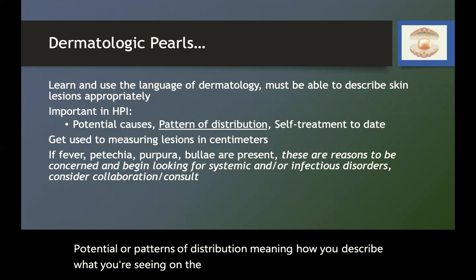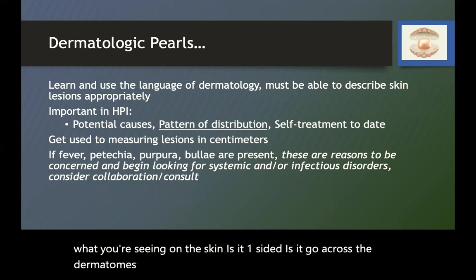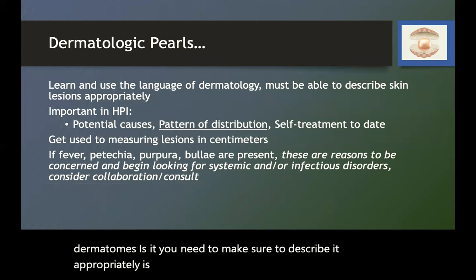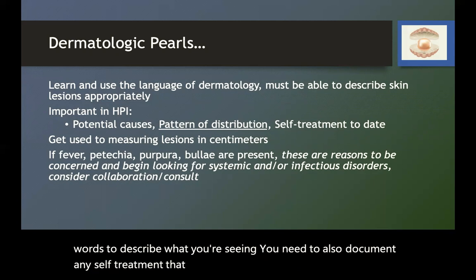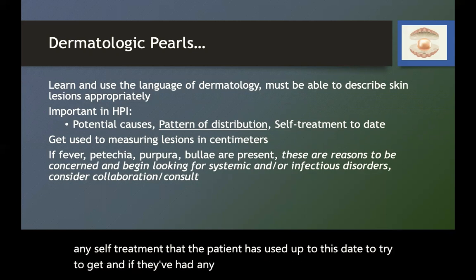Is it one-sided? Does it go across the dermatomes? You need to make sure to describe it appropriately. Is it diffuse? Is it central? Make sure you use good words to describe what you're seeing. You need to also document any self-treatment that the patient has used up to this date, and if they've had any results or success with that.